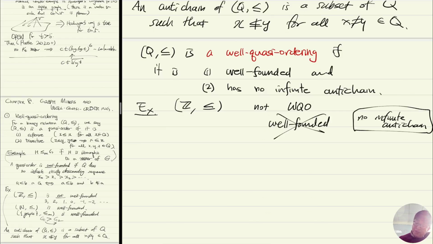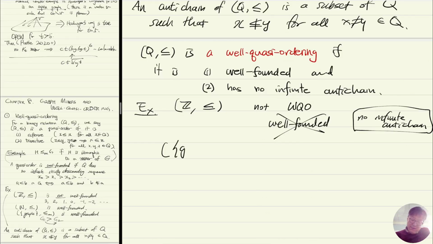It's not well founded. It doesn't have an infinite antichain because the size of the maximum antichain is at most 3. Right? So, no, at most 2. No, at most 1. Right? You don't have an antichain of size 2 because any 2 are comparable. One is less than the other. So this is not a well-quasi-order. I mean, it has no infinite antichain. So one condition is satisfied, but the other condition is not satisfied.